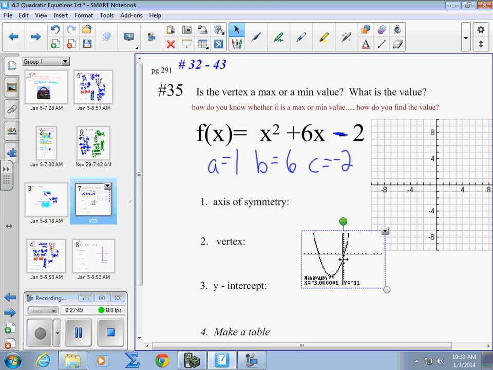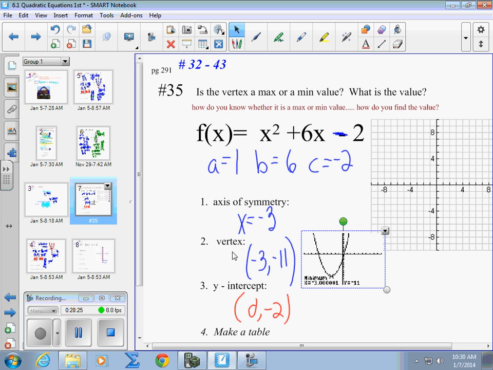So I know that x is equal to negative 3 is the vertex. I'm sorry, axis of symmetry. The vertex is negative 3, negative 11. So you can plot those points and draw the axis of symmetry, right? Now let's look at the table. Obviously, we can pick out the y-intercept. It would be 0, negative 2.